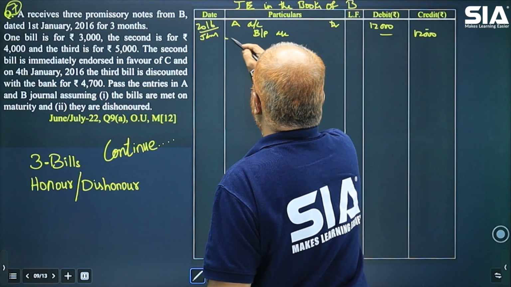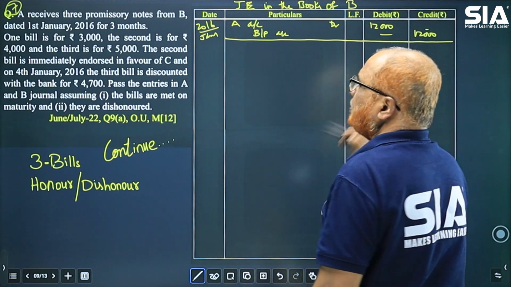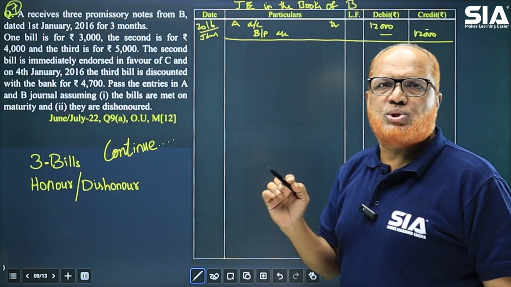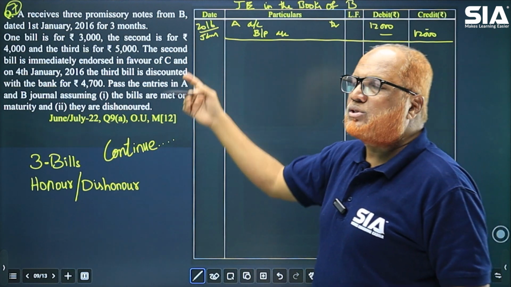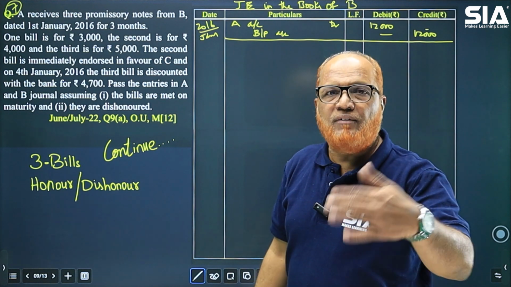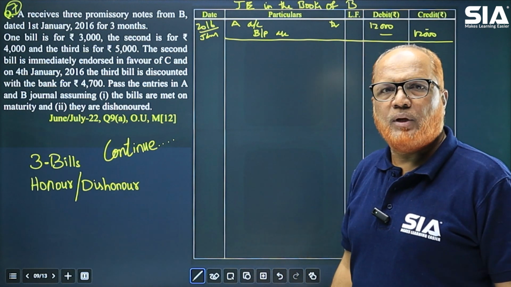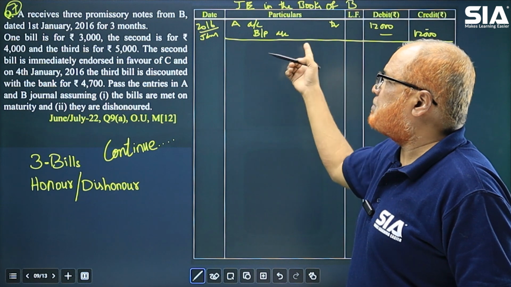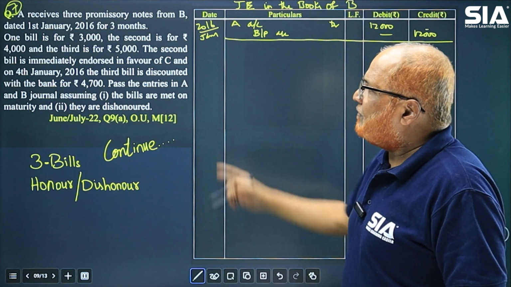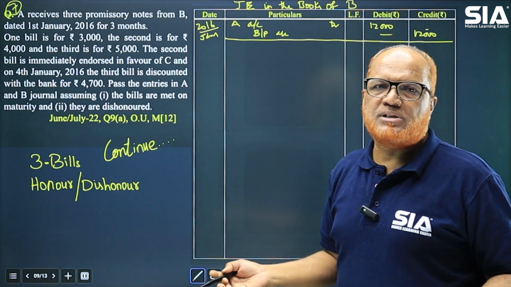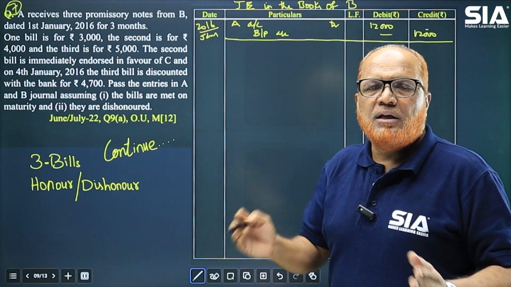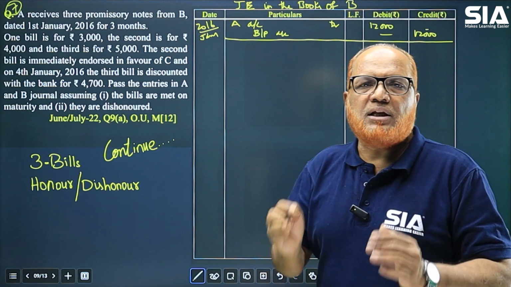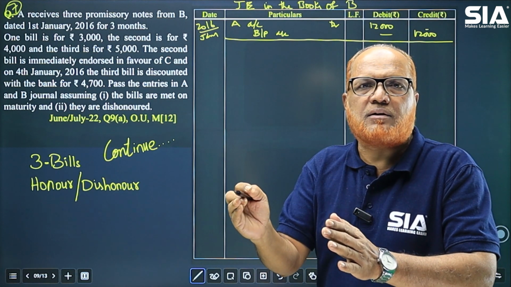12,000. What is the narration you will write? Being three promissory notes of 3,000, 4,000 and 5,000 given to A. So A's account debit, bills payable account credit. Now, the first bill he has kept with himself. The second bill he has endorsed. The third bill he has discounted.